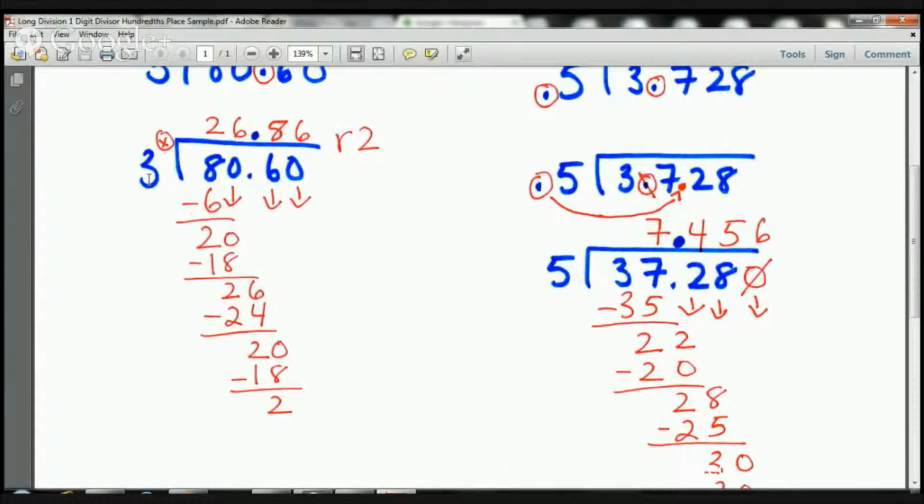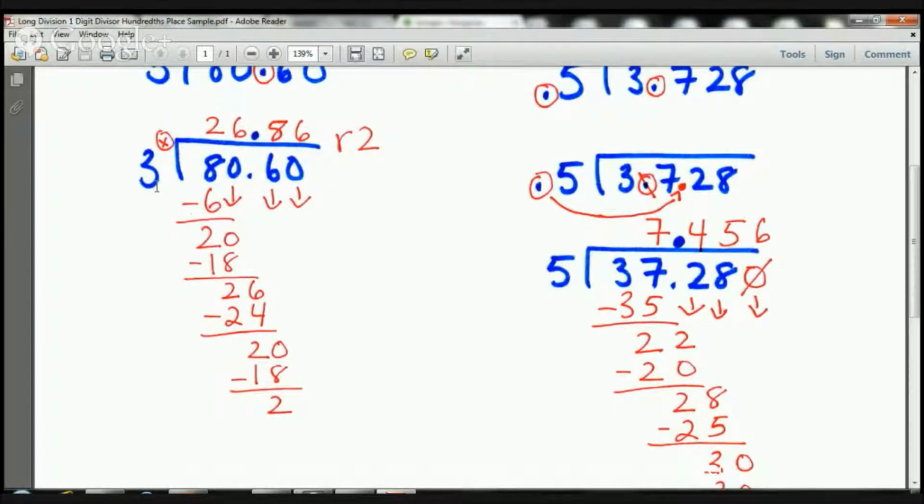Ready? How many times can 3 go into 8? 3 times 2 is 6. 3 goes into 8 2 times. Okay, so I put my 2 there. I put my 6 down there, my subtraction sign, my line. 8 take away 6 is 2. Then I got to drop down the 0. So now I have 20.